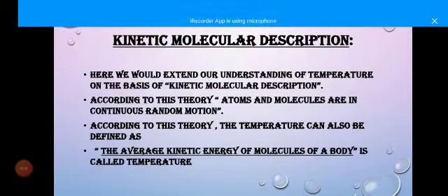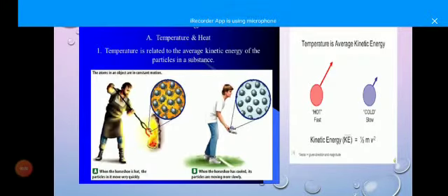Now, kinetic molecular description. Here we will extend our understanding of temperature on the basis of the kinetic molecular description. According to this theory, atoms and molecules are in continuous random motion. According to this theory, temperature can also be defined as the average kinetic energy of the molecules of a body. Look at this diagram.